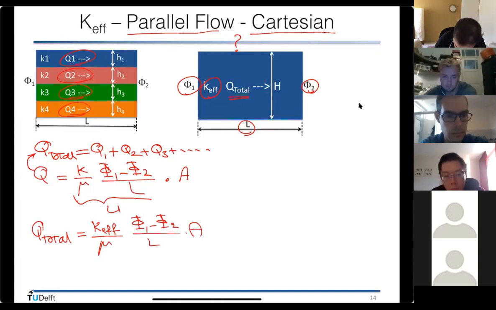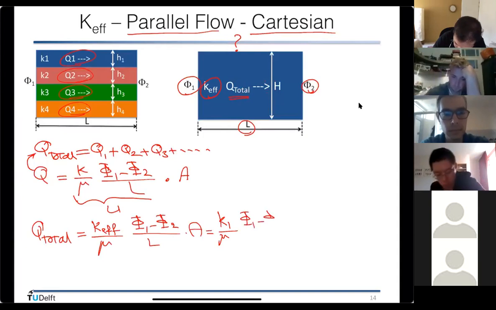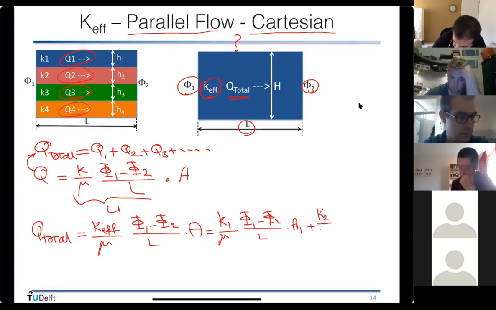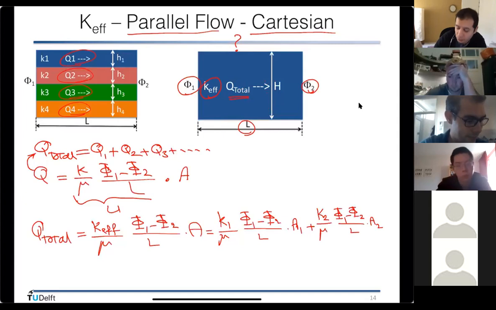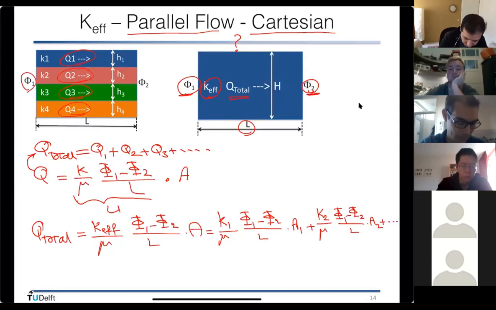What is Q1 or Q2 or Q3? This is equal to Q1, which is K1 over mu, phi 1 minus phi 2 over L, times area for section 1, plus K2 over viscosity, phi 1 minus phi 2 over L, area cross section 2, plus all other terms. I impose the same potential gradient between the equivalent sample. Then here, length is the same. And I know that Q is velocity times area.